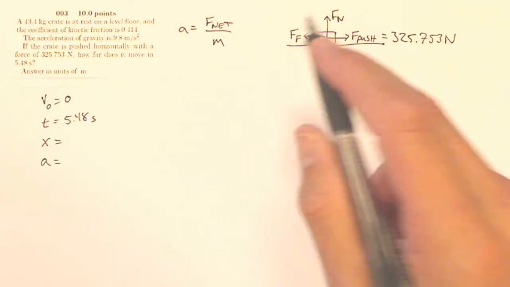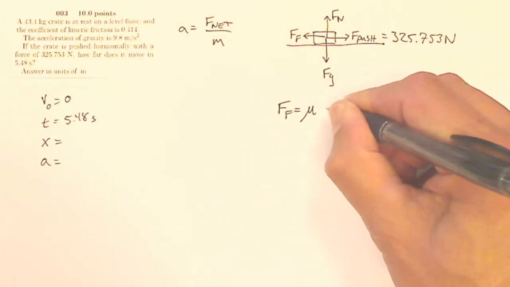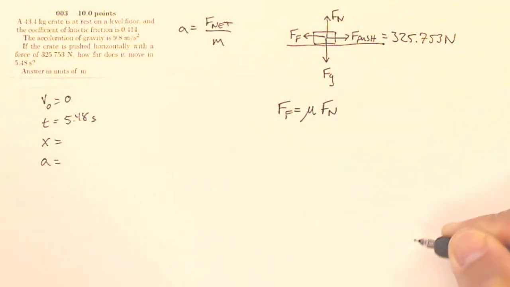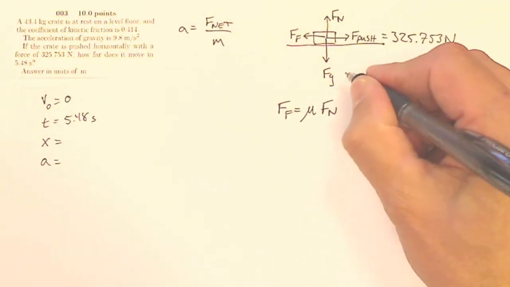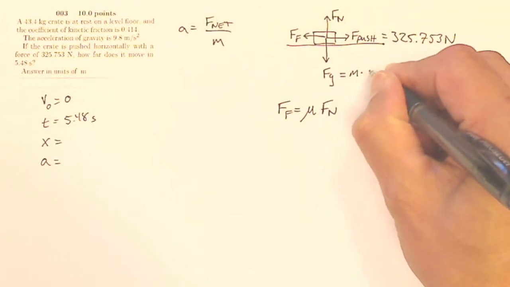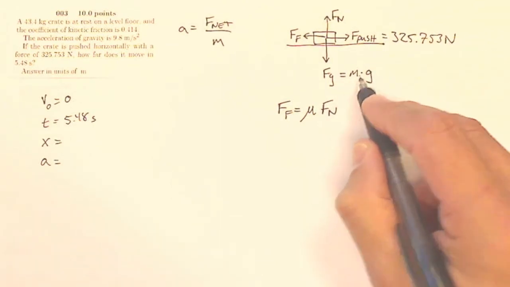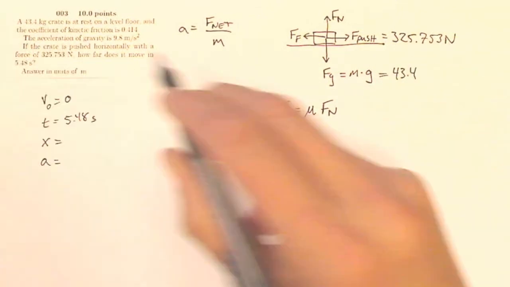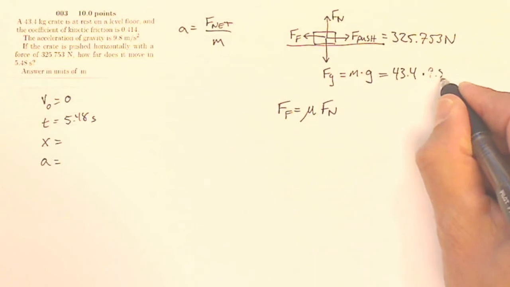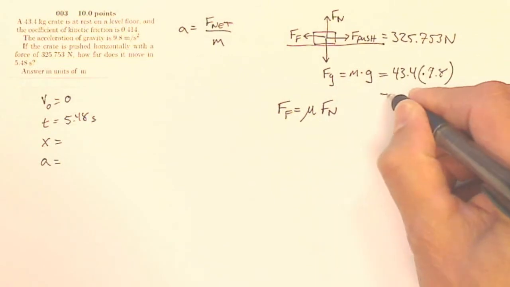Well, the only way to get my force of friction in this case is that my force of friction is going to be my coefficient of friction times my normal force. Well, I don't know my normal force either, but I do know my gravitational force is going to be the mass times the acceleration of gravity. So that's going to be 43.4, my mass here, times my 9.8. So that will give me my force of gravity.